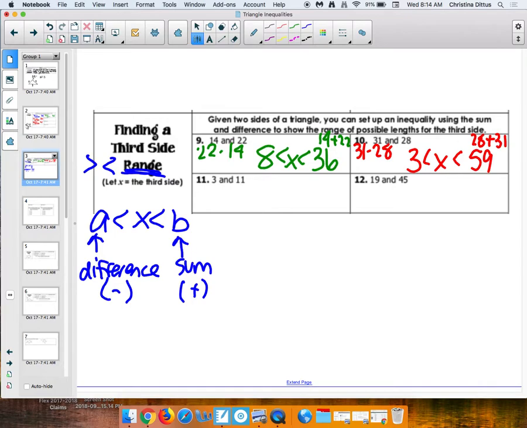Yeah, I'm savage. Okay. So if I look at 3 and 11, what should I do to figure out my low number? Subtract. What's 11 minus 3? 8. What do I got to do to figure out my high number? Add. I get 14. So X is somewhere in between these.